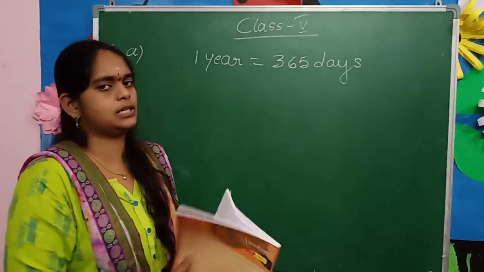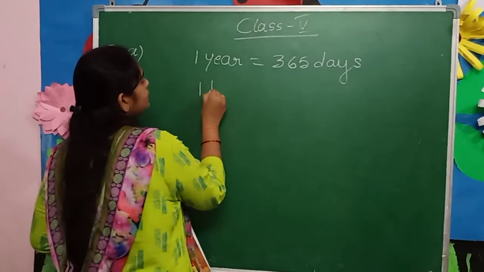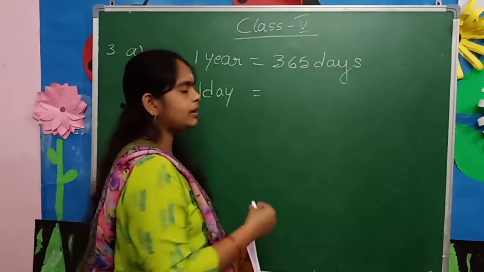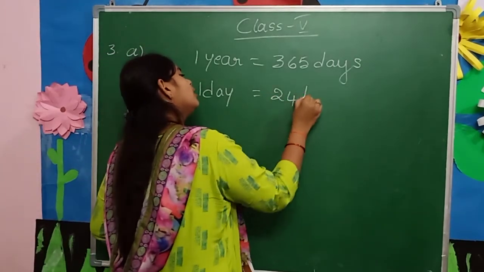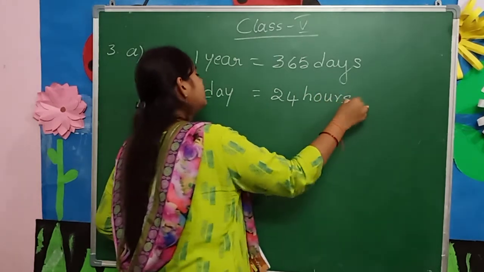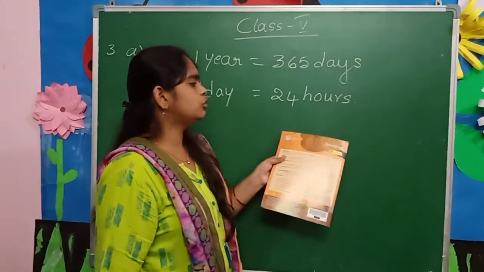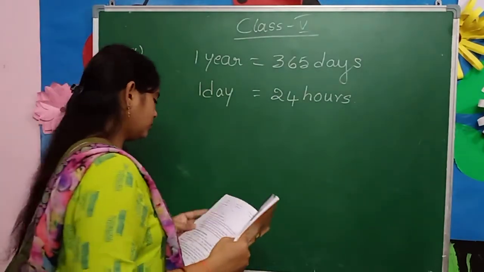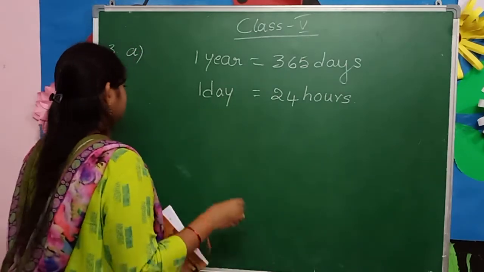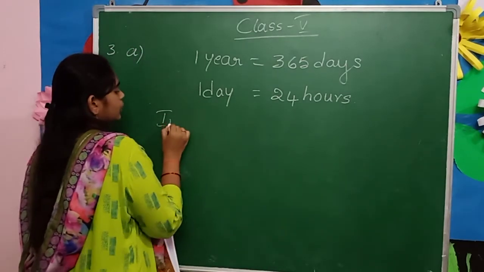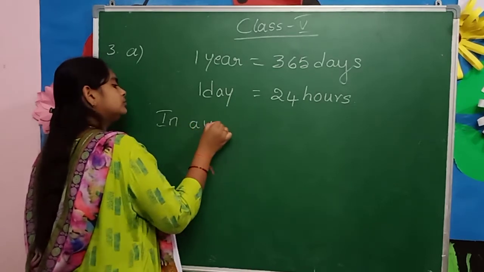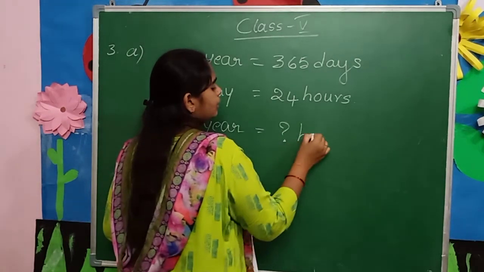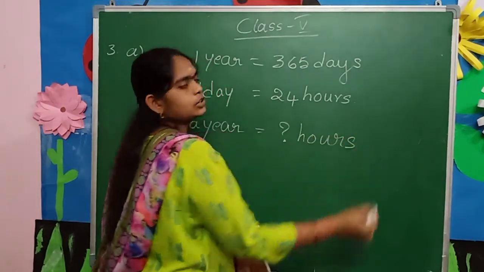He is asking about hours. Per day, 1 day is equal to, 1 day means how many hours? How many hours are there in a day? 24 hours. Right? 1 day is equal to 24 hours. Now we have to calculate the hours there are in a year. In a year, how many hours? We have to find out the hours.